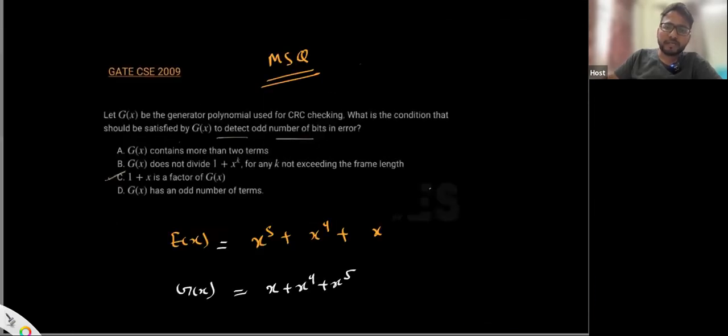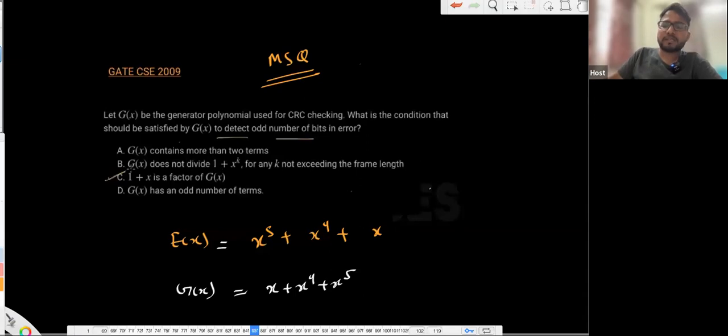So here, do you understand why I'm saying that? See, they are saying G(X) is such that it does not divide 1 plus X^K. And what is my requirement? My requirement is that G(X) should detect it. My requirement is that G(X) should not be able to divide this. G(X) does not divide this, right? This is my requirement. And they are saying if G(X) does not divide 1 plus X^K, then it also does not divide this. No, it is not true, right?